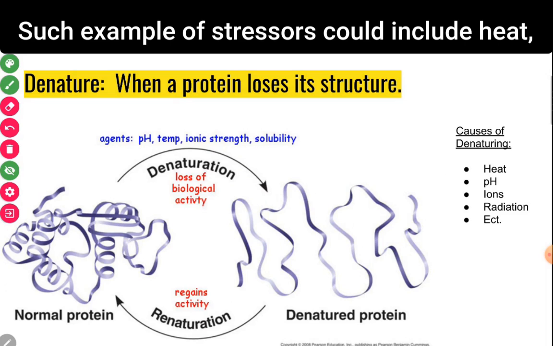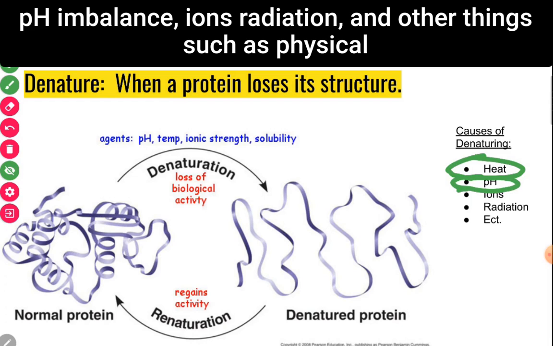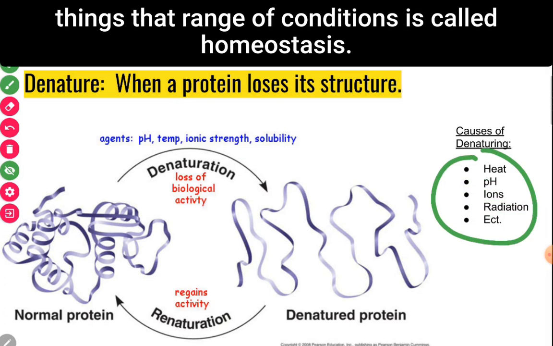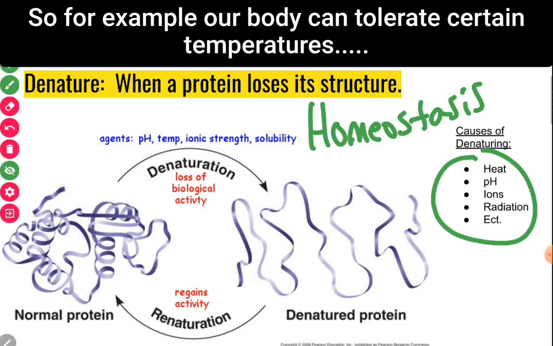Such examples of stressors could include heat, pH imbalance, ions, radiation, and other things, such as physical trauma. So, our bodies have a certain ability to tolerate these things. That range of conditions is called homeostasis.